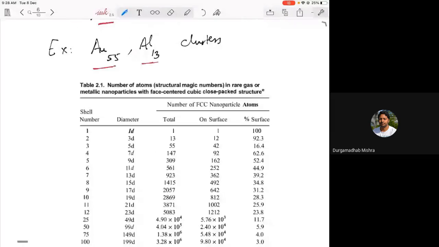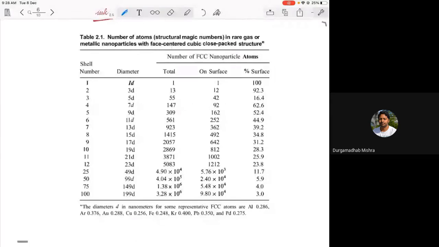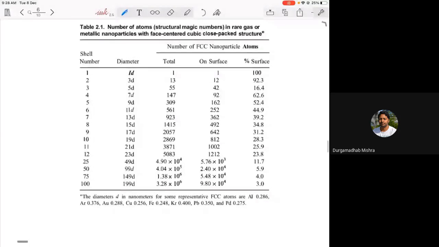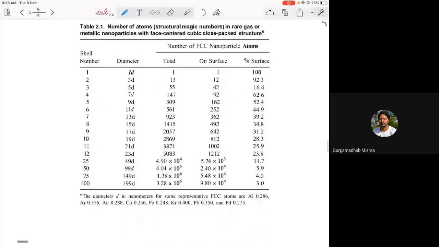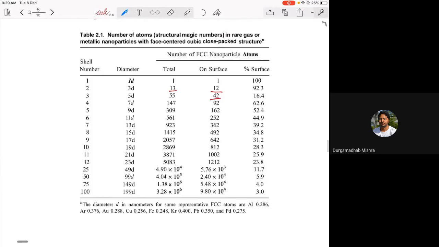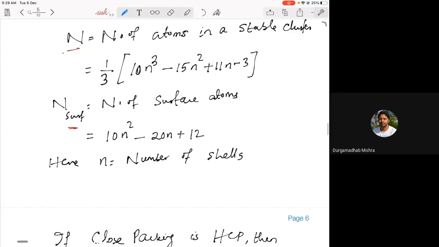So this is a table which shows you how, if you increase the number of cells, you can increase the number of atoms and the percentage of surface atoms. Let's say you take one cell, you have one atom, then two cells, you have 13 atoms, and 12 are surface, right? So almost 92% on the surface. Next is 55, so you have 42 atoms on the surface. You can calculate using these empirical formulas here.